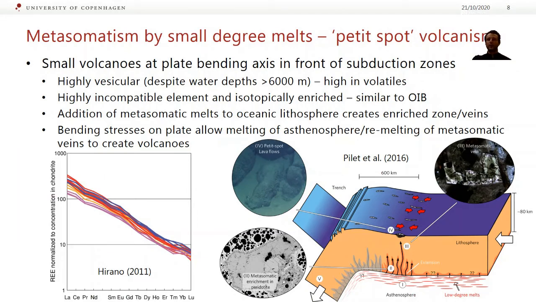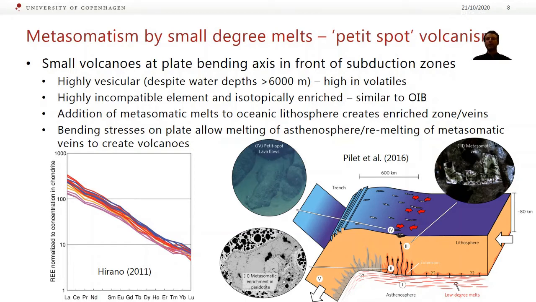Got another example here, which is petit spot volcanism. This is actually a fairly recently discovered type of volcanism. So they're very, very small volcanoes which form just above the axis of where a plate is bending as it enters a subduction zone. We have some evidence that they're really high in volatiles. They're highly vesicular, even though they're erupting at depths of something like 6,000 meters underwater.